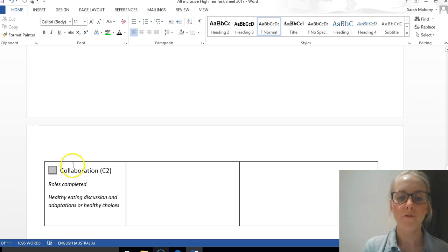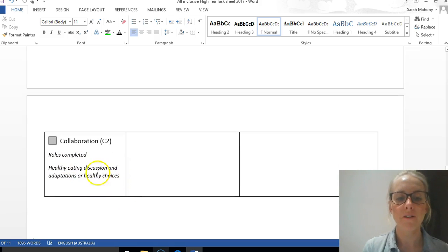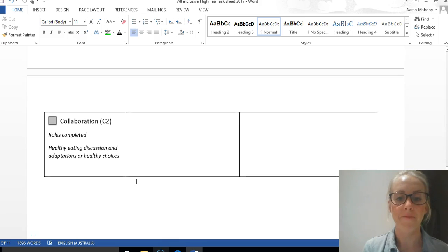This second one is more about not how you interacted, but the jobs that you actually completed. So what roles did you complete within your group? What were you responsible for? So the amount of work that you did. And then lastly, which is really important, is healthy eating discussion and adaptations for healthy choices. So what discussions did your group have, or ideas did you come up with, or decisions made to ensure the recipe was a bit healthier?